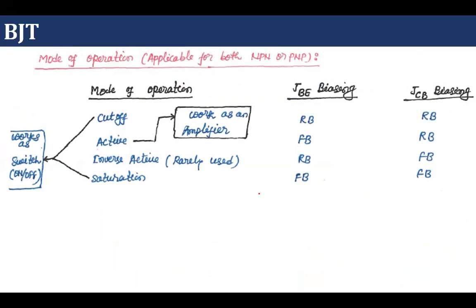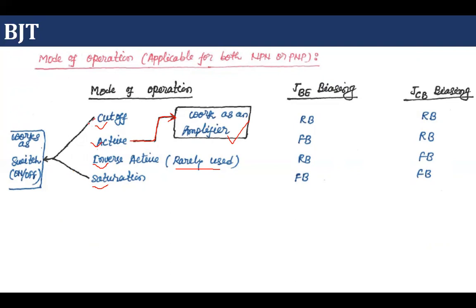Mode of operation, we have four modes of operation, in which one is rarely used. So we have cutoff, active, inverse active, and saturation. Out of these four modes of operation, if this bipolar junction transistor is working in active region, it means it will behave as an amplifier. It will enhance the power of a signal, what we have in case of audio system.